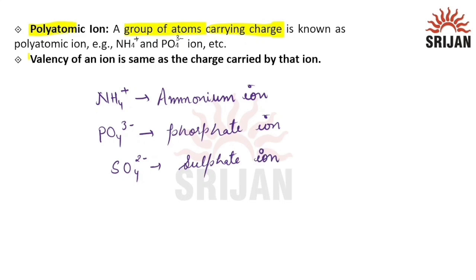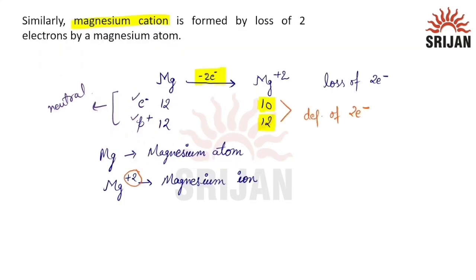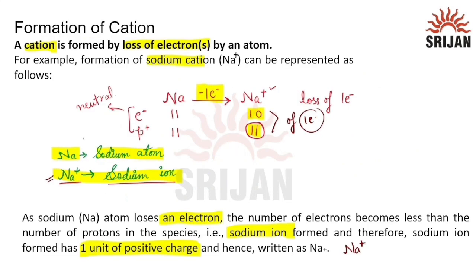Now we discuss the valency of an ion. So the valency of an ion is the same as the charge carried by that ion. Magnesium ion, that is Mg2+. Then the valency of magnesium here is 2 because it carries a charge of plus 2. Similarly, here the valency is 1 because there is a unit positive charge.